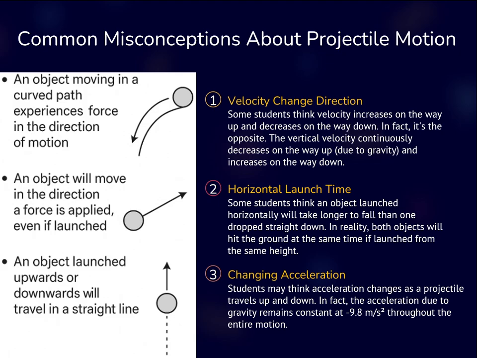Myth number 2, launching forward makes you fall slower. The truth? Vertical motion determines the time to fall. Forward motion does not affect time. Myth number 3, acceleration changes direction. Truth? Acceleration due to gravity is always negative 9.8 meters per second squared, no matter where you are in the motion.